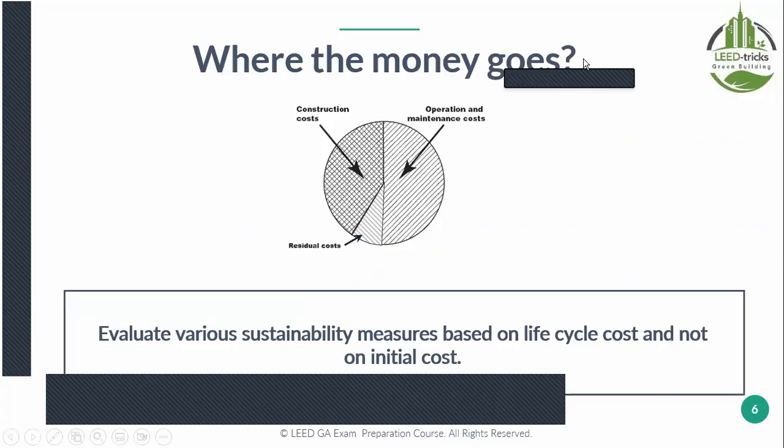And here is where money goes: operational cost more than 50, construction cost less than 50. This is residual cost, other costs. Okay.